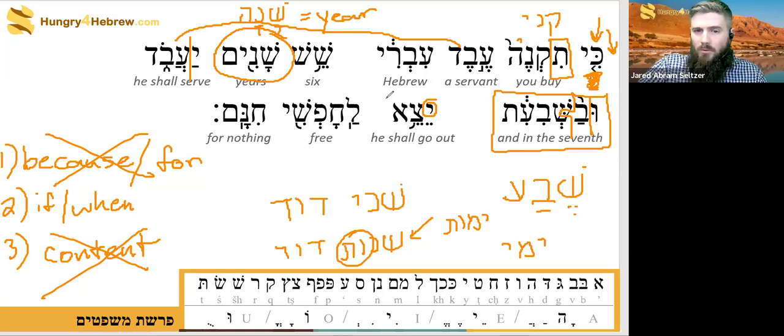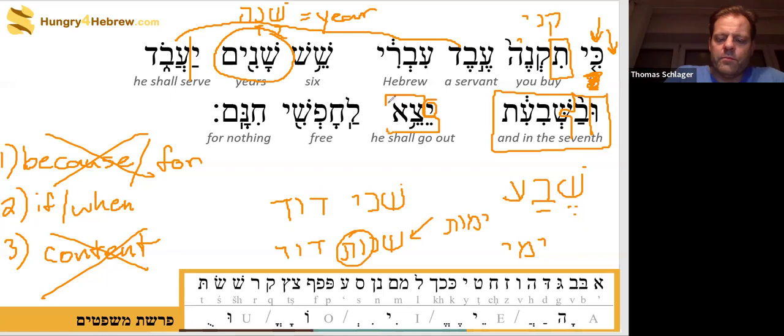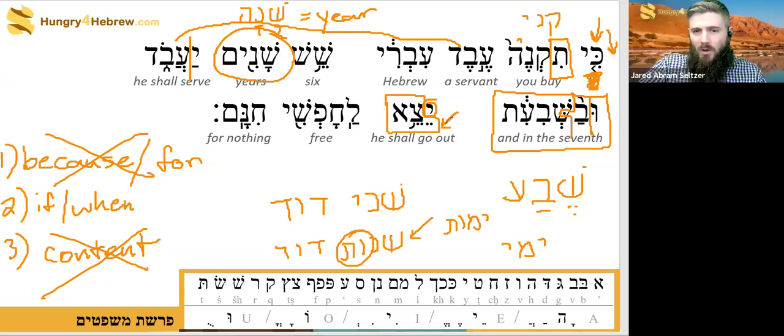Well, then where's the root? We only get two root letters. Well, the first root letter caused a vowel change right here. The root is yatsa, but this yod here is yiktol, the imperfect yod, not the root yod. The root yod just caused a vowel change. Yetze, he shall go out. La chofshi. Again, this is an adjective from chofesh, freedom, to be free, or something like that.